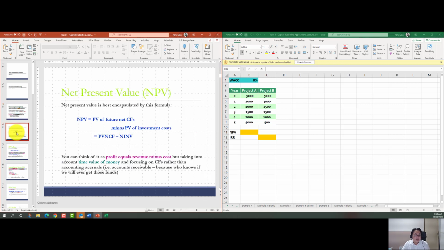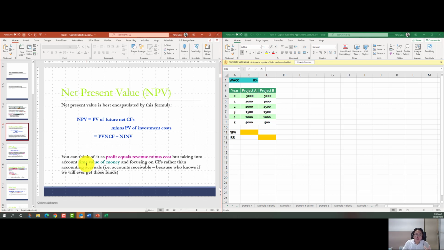Okay, so let's look at net present value. So NPV, most of us know what this thing is already. It really is net present value, and net always stands for the fact that we're actually subtracting two things away from each other. It is the present value of future net cash flows minus the present value of investment costs. You can think of it as generally profit, equals revenue minus cost, but also taking into account the time value of money and focusing on cash flows rather than accounting accruals.